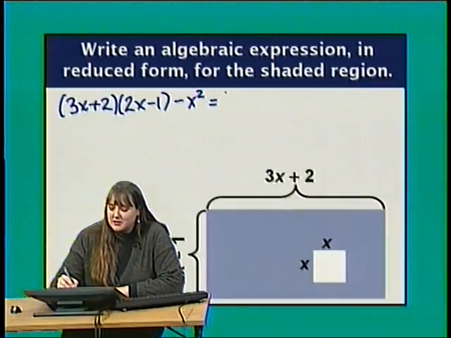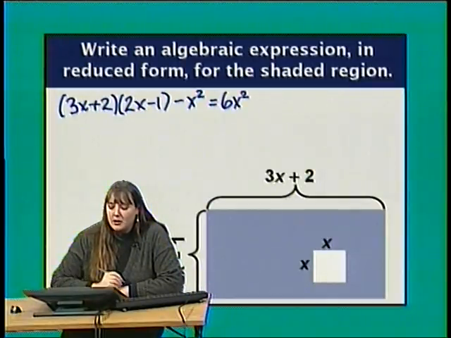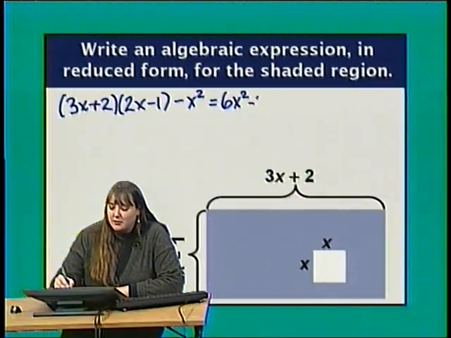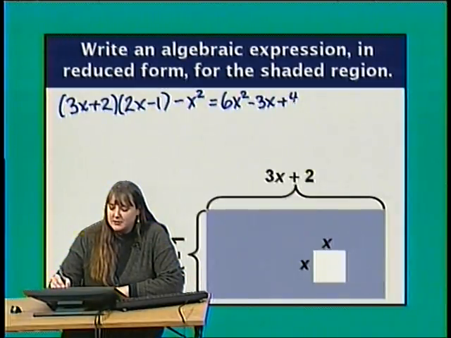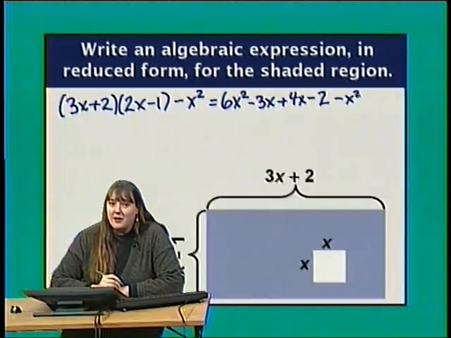3x times 2x is 6x squared. 3x times negative 1 is negative 3x. 2 times 2x is plus 4x. 2 times negative 1 is negative 2. And finally, I have that minus x squared, which represents taking out the area of that square.